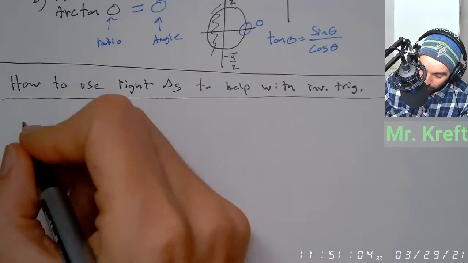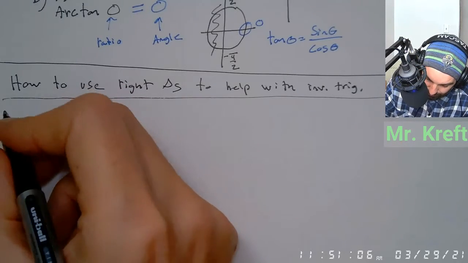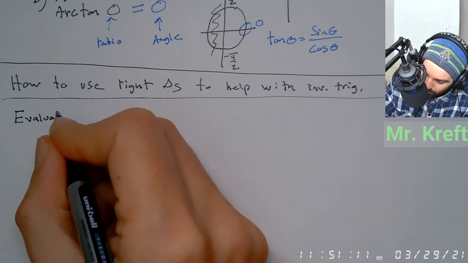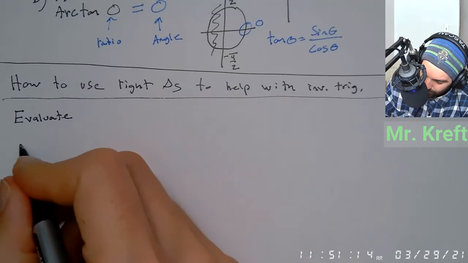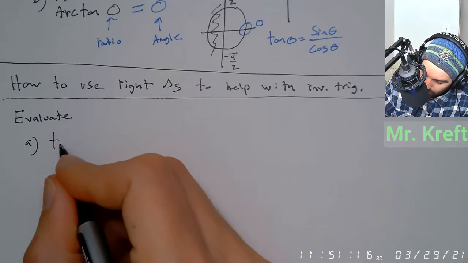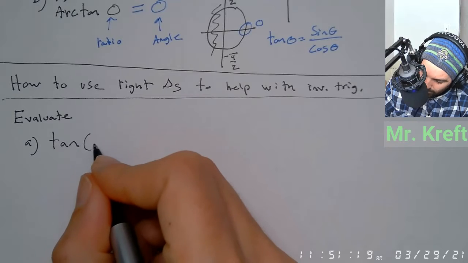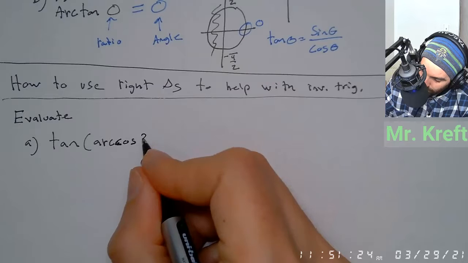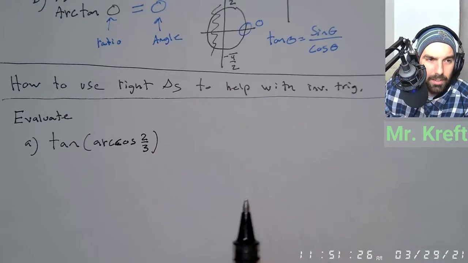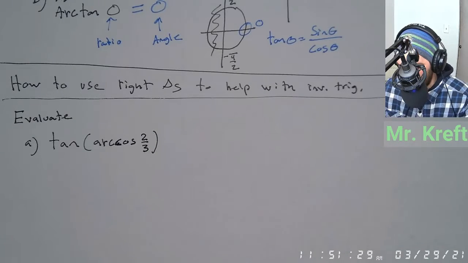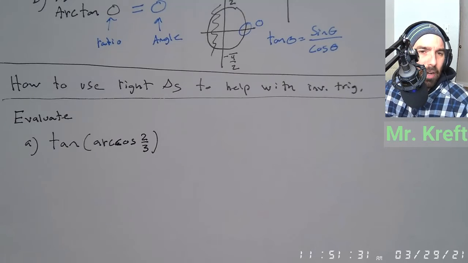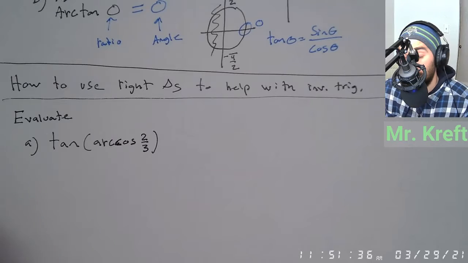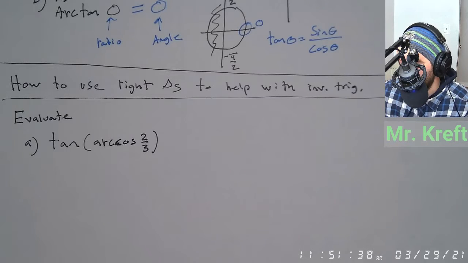And what we're going to do here, so for example, let's say I want to evaluate tangent of arc cosine of 2/3. Okay, now the book calls this composite functions. Remember, composite just means 2 or more. So this is 2 or more trig functions. Okay, and it's composite because it's one of another.